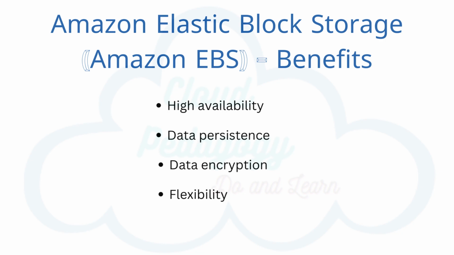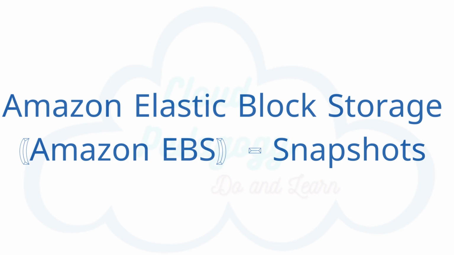You can modify the volume type, volume size, and input-output operations per second, which is IOPS capacity, without stopping your instance. Finally, backups. Amazon EBS provides you the ability to create backups of any EBS volume. Next, we'll see how we can take backups of your EBS.